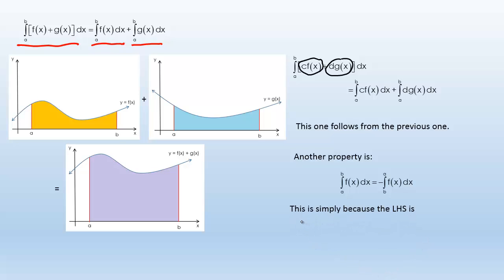This is simply because the left-hand side is F of b minus F of a, where capital F is the indefinite integral of small f, and the right-hand side is F of a minus F of b. And you know just from factorizing in the past that we could write that as minus F of b minus F of a. So it really is as simple as that. It's year 9 maths.